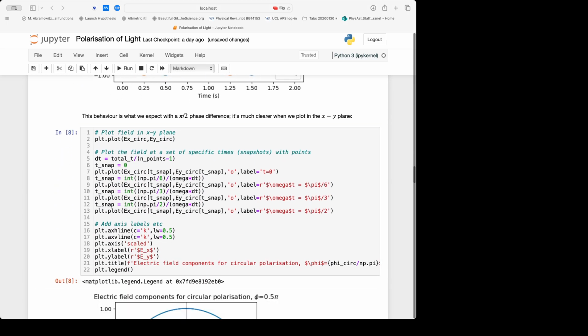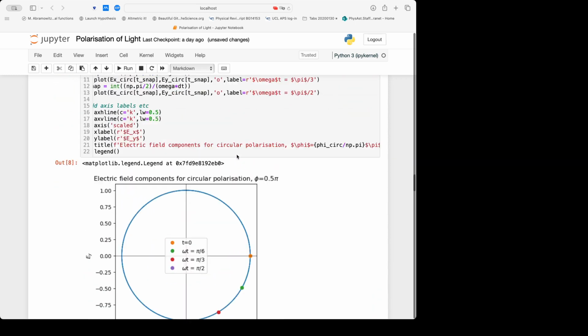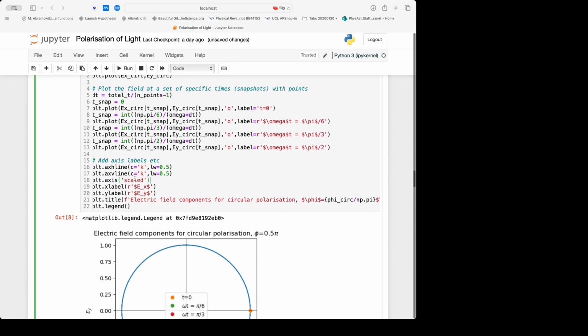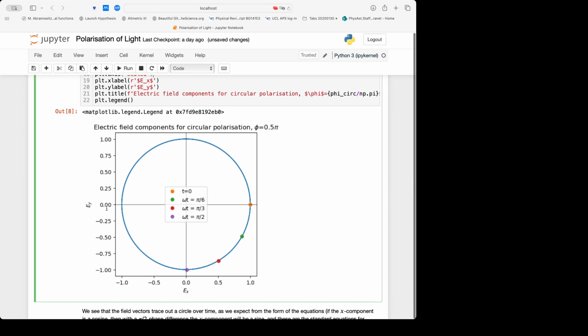Let's plot it in the xy plane, and not surprisingly, we have a circle. Notice that I've used this command here, plt.axis scaled. What that means is the axes have the same length in the plot as they have physically. So that's what gives this a circular shape. If you didn't set that, you might end up with a sort of slightly squashed shape.